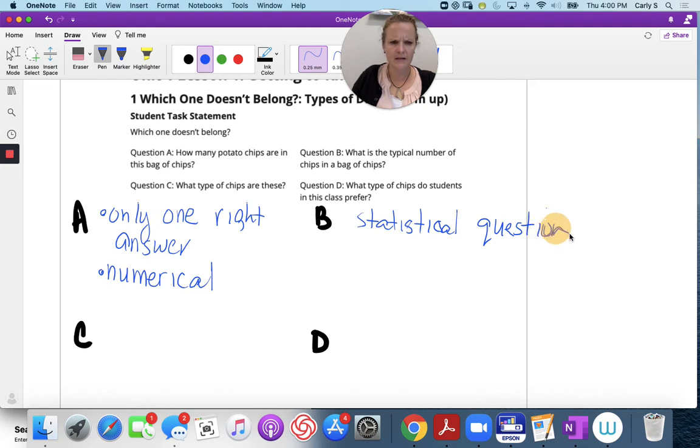Generally, if I'm writing it down, you should be writing it down, right? It requires numerical data. You're going to need to collect data to find the measure of center.